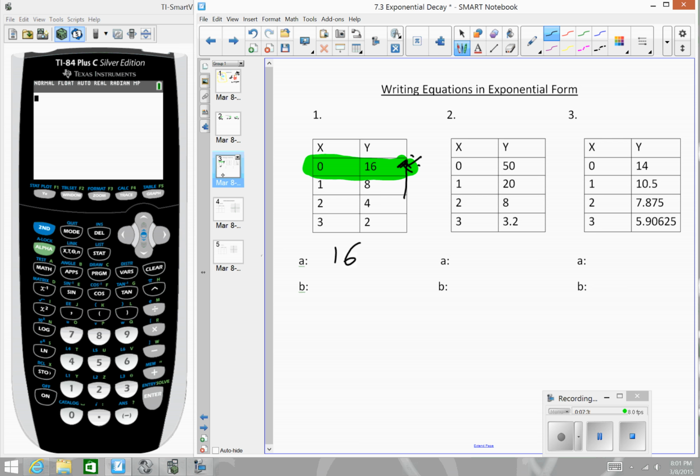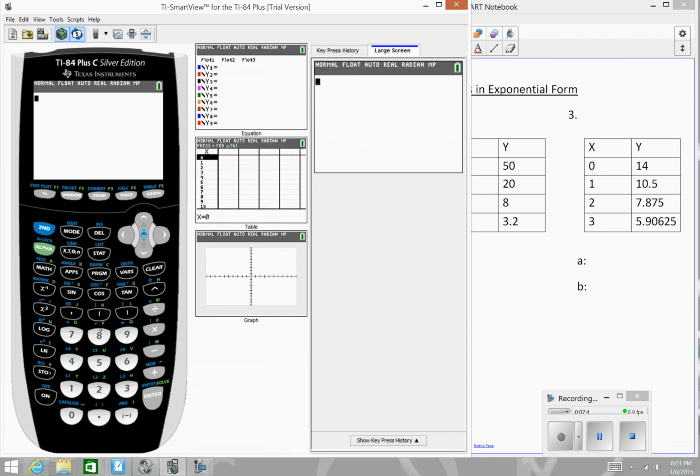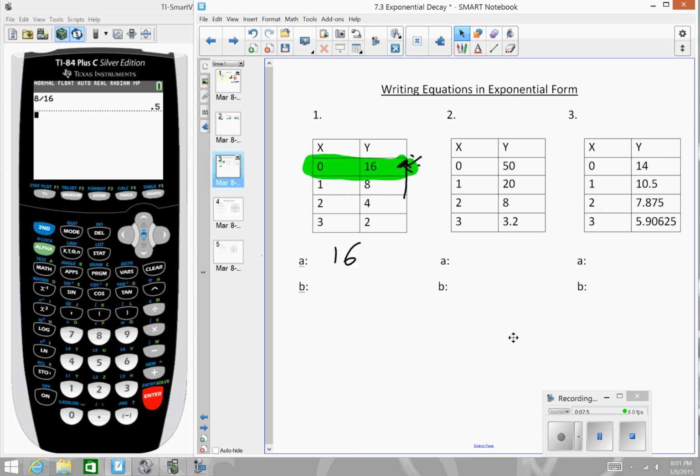So I'm going to take my 8 and divide it by 16. And what do I get? I get 0.5. Okay, so that 0.5 is going to be our decay factor. So that is our common multiplier, right? 0.5, 0.5, 0.5. So if you multiply 16 by 0.5, you're going to get 8. If you multiply 8 by 0.5, you're going to get 4. If you multiply 4 by 0.5, you're going to get 2 and all the way down.